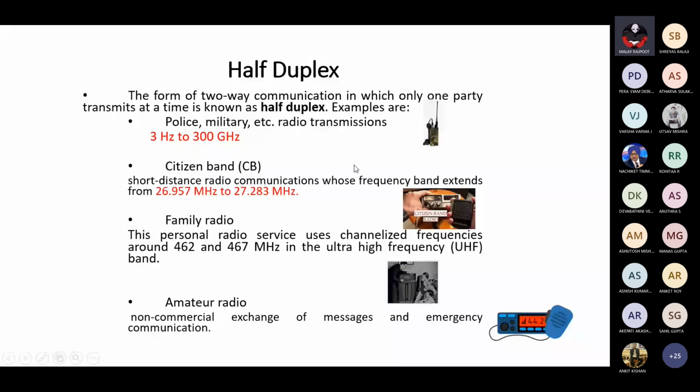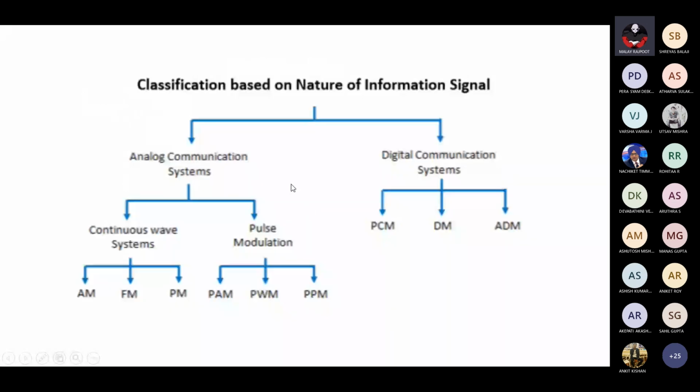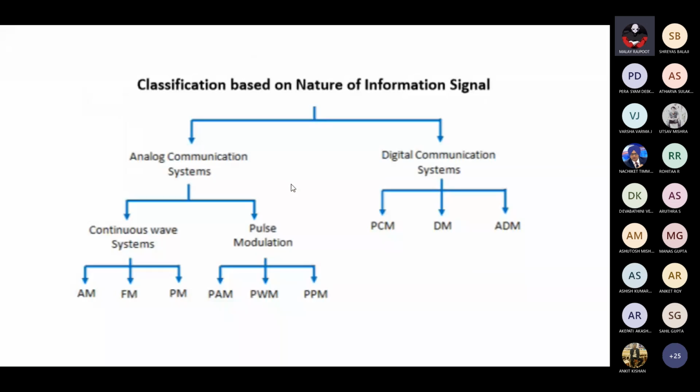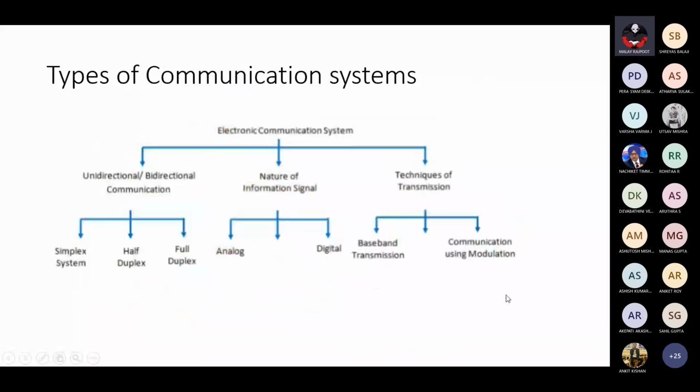And how do we classify based on the nature of the information? This is the first classification, based on the direction of communication, that is whether it is half duplex or full duplex. The next classification is based on the nature of the information signal, so based on the data, whether it is analog or digital. If it is analog systems, again we classify this as continuous wave system and pulse modulation system. So please take down this basic category. You can just note down this basic category.